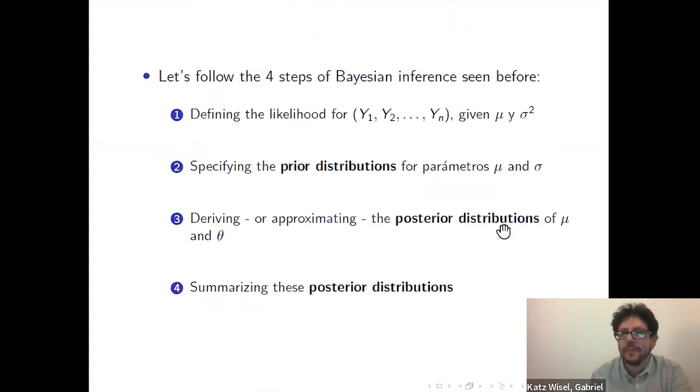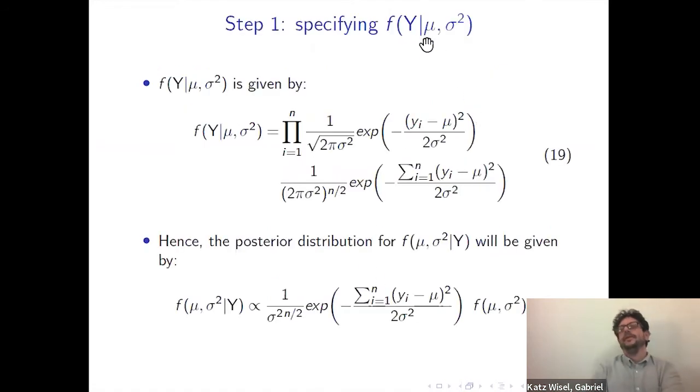Okay, so again, we're going to go through the 4 steps of Bayesian inference, but applied to this exercise. Since we said that we have a sample taken from a normal distribution, the sampling distribution of the data is given by equation 19. So the posterior distribution of the parameters is going to be, like you can see in equation 20, a normal likelihood times the prior distribution of the parameters.